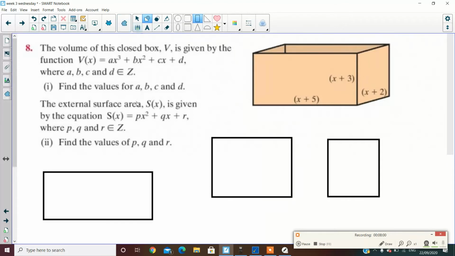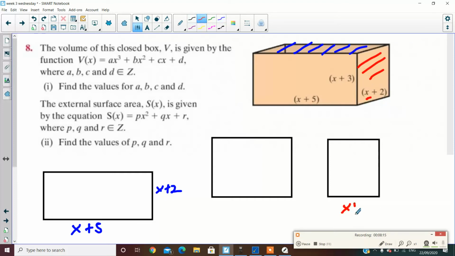Now, what's the length of the top rectangle? X plus 5 and that's the blue one up here. Everybody see that? Okay. What about the red one to the side? X plus 2 and? Awesome. And finally, the green one at the front. X plus 5 and?